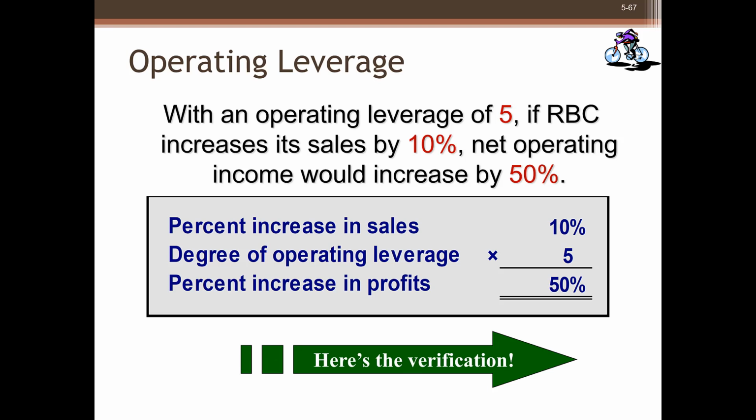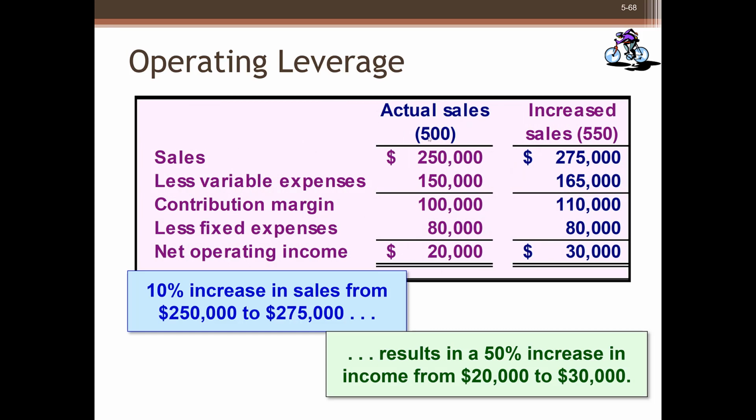Let's take a look at the verification. Actual sales are 500 units, so the total sales dollar amount is $250,000. If total sales increased from 500 units to 550 units, which is 10%, total sales dollar amount will increase to $275,000. Remember, variable expenses per unit for RBC is $300, so we use $300 multiplied by 550 and we can get $165,000. This is total variable expense.